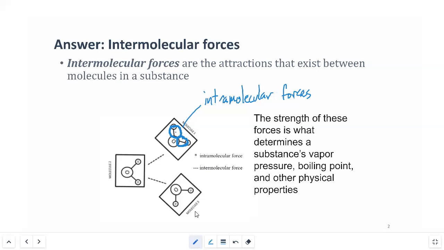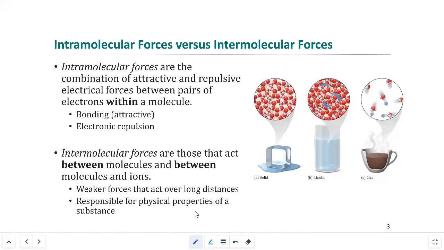So the difference between the terms has to do with where those interactions are taking place. Intramolecular forces are happening within the molecule. We know them better as bonds. Intermolecular forces are occurring between molecules and other molecules. It's an experience outside of the molecule itself. Now, as far as these are concerned, again, intramolecular, we're talking about bonding forces in an attractive sense, or repulsive forces in a non-attractive sense.